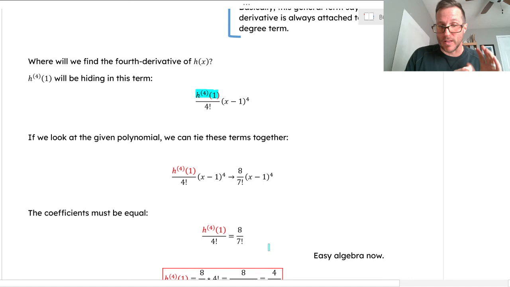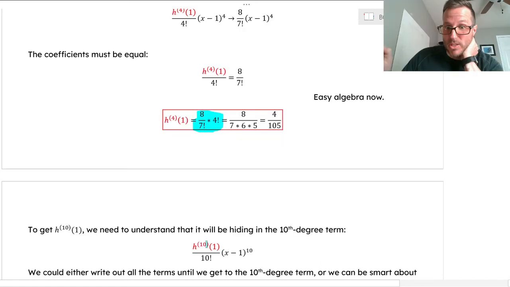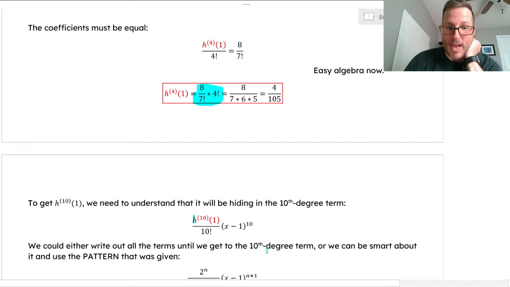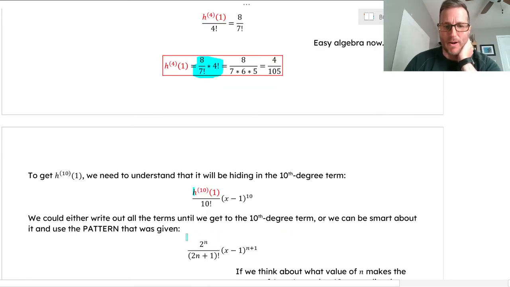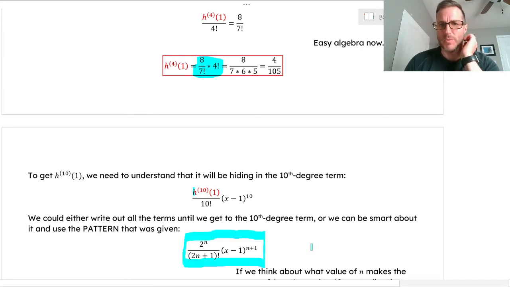So where is the 10th derivative going to live, generally? Well, using the general term of a Taylor polynomial, the 10th derivative information is going to be attached to the 10th degree term. And specifically, it will look like the 10th derivative of h at 1 divided by 10 factorial times x minus 1 to the 10th. That's what it looks like generally. Now, if we recognize the pattern that was given, this was the pattern that I gave you for the polynomial. This was a specific pattern. I'm talking the 10th derivative at 1 over 10 factorial.